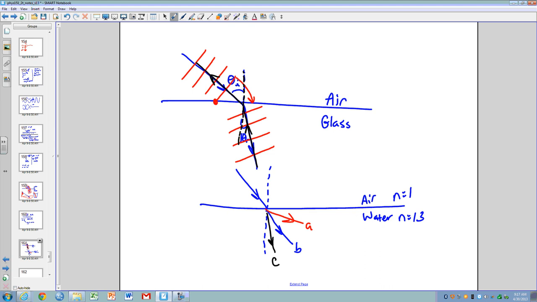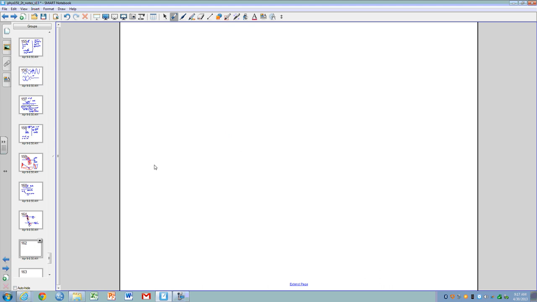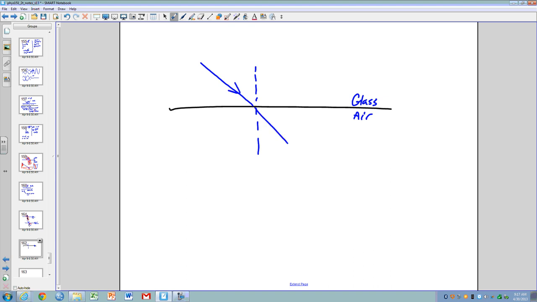Let's just try one more. What about if I have a light ray that's going from glass to air? I have this light ray that comes in. Is it going to go in that direction? We'll call that B. Is it going to go in that direction? I'll call that A. Or will it go in that direction? I'll call that C. It's moving from glass, which has an index of n equal 1.5, to air, which is n equal 1. Which is it going to be, A, B, or C?